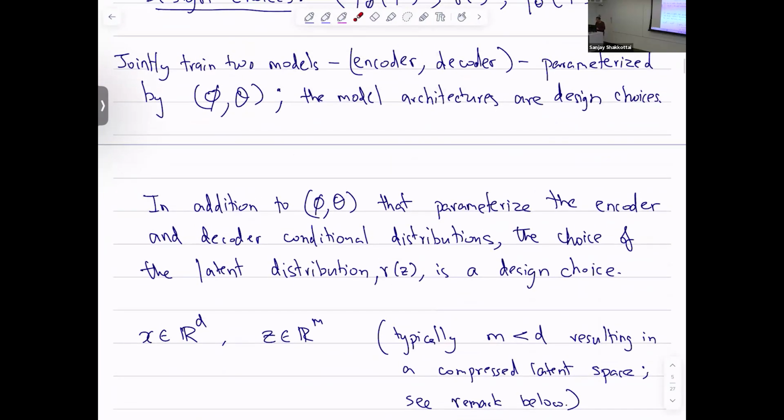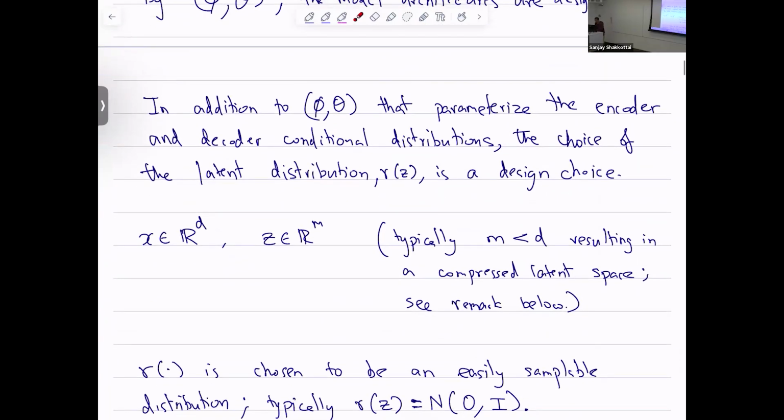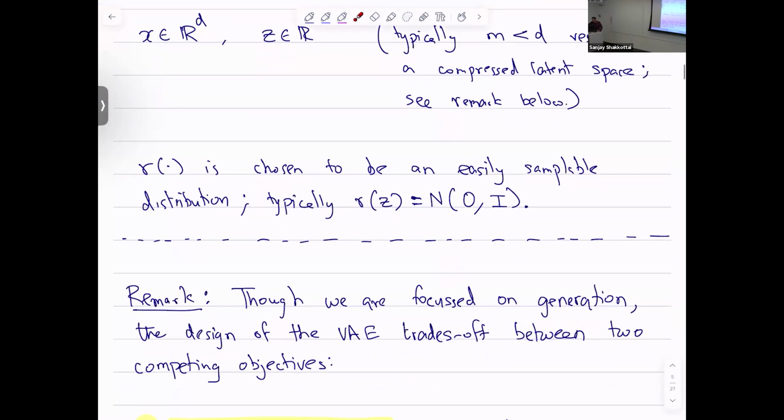As I said, we need to jointly train two models, the phi and theta. The details will come in what my loss function is going to be, but that's going to happen quite a bit downstream. And we want to choose what this latent distribution is. Furthermore, you would like Z to be in a lower dimensional space, so you get a compressed latent. That's another thing you'd like, not because of the sampling perspective, but because the other use of this VAE is a compression perspective. And R is chosen to be an easily samplable distribution, say Gaussian.